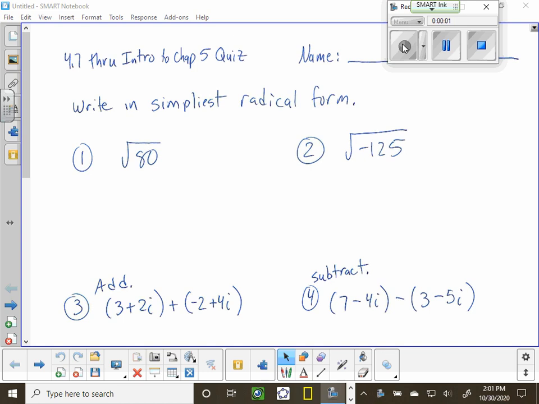All right, here's the quiz from 7.4 through the beginning, the intro of Chapter 5. You're going to do this quiz with me and then submit a PDF of it to the Google Classroom. So the first question is simplify into simplest radical form.